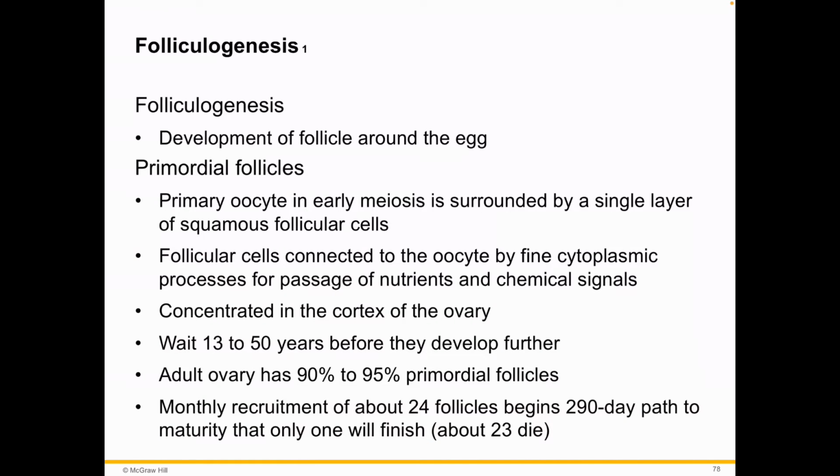Folliculogenesis is the development of the follicle around the developing egg. Primordial follicles are found on the primary oocyte, so early stage, arrested in early meiosis, surrounded by a single layer of squamous follicular cells.